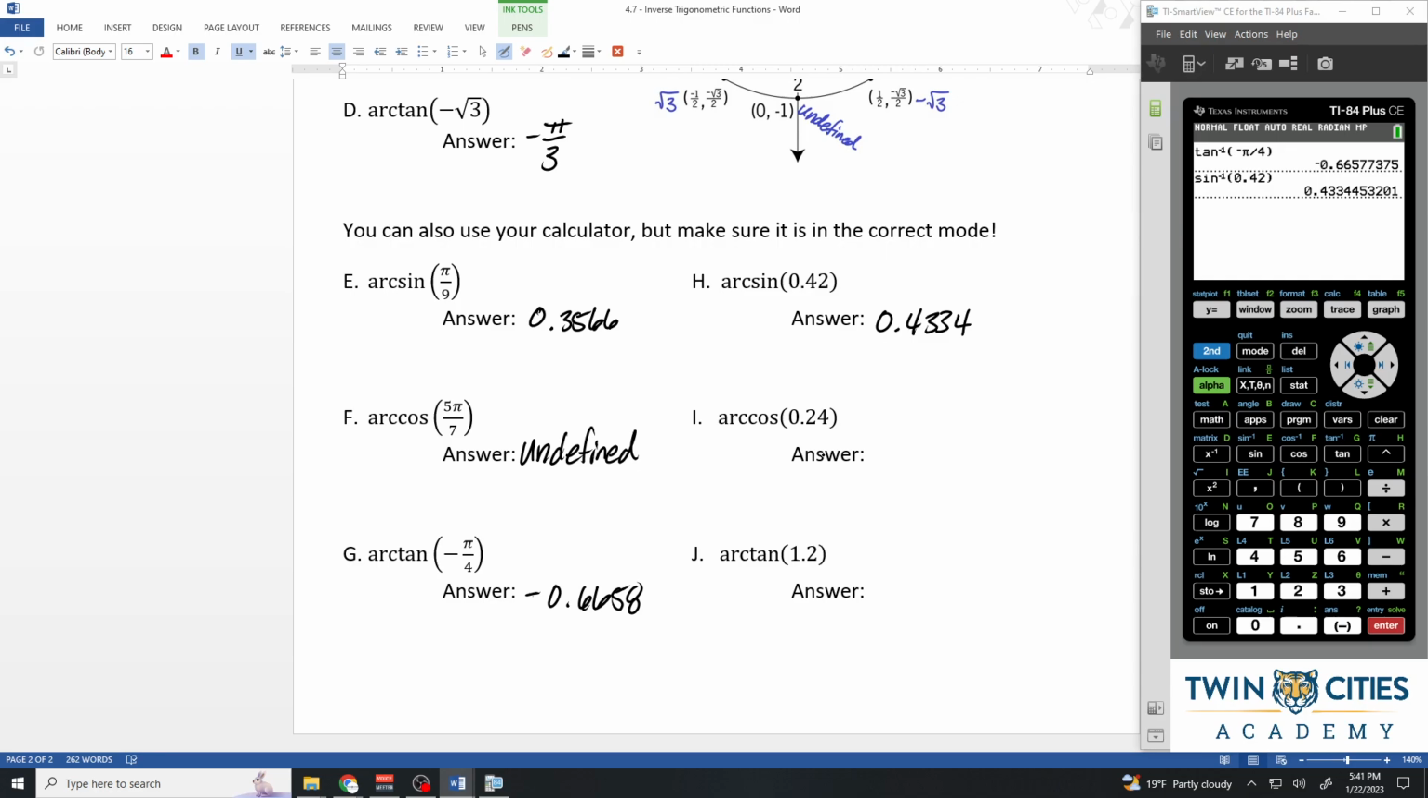Okay, arccosine of 0.24. This is 1.328. And the last one, arctangent of 1.2, is 0.8761.